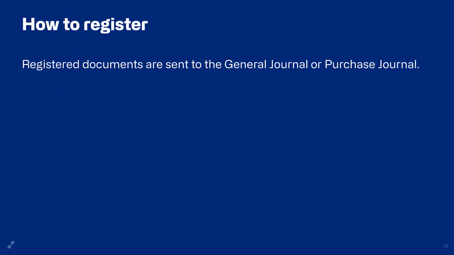At some point, we will register a document and we want to keep it there in the general journal. So all the registered documents are sent to the document. Oh, I'm mixing things up, sorry. The registered documents are sent to the general journal or the purchase journal, depending on your setup.